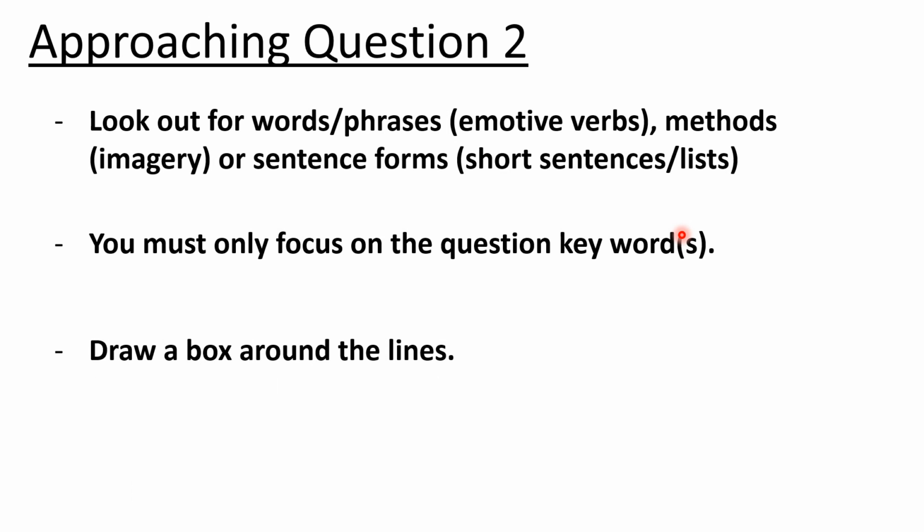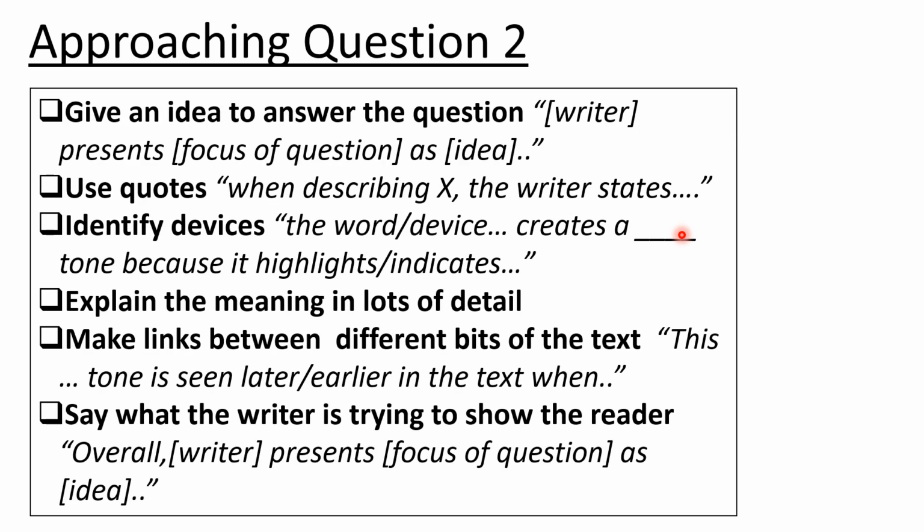All right, so how do we actually answer question two? What do we write? What's our structure? So this is the checklist that we're going to use to write our question two. So let's just briefly discuss these one by one. So the first step of your paragraph is to give an idea to answer the question. So this is very similar to how we start our paragraphs for literature papers.